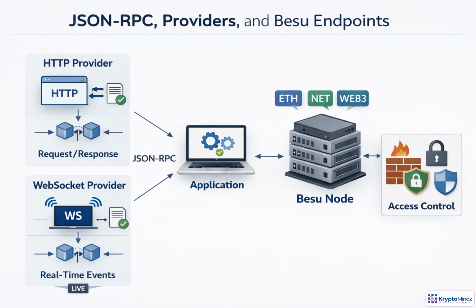JSON-RPC is the language your application uses to talk to Besu, and a provider is the client-side connector that speaks it for you. Use HTTP for normal request-response work, like reading state or submitting a transaction. Use WebSockets when the app needs live subscriptions, such as new blocks or contract events. Besu must expose the right APIs, including ETH, NET, and WEB3, and enterprise networks often add firewall or gateway controls.